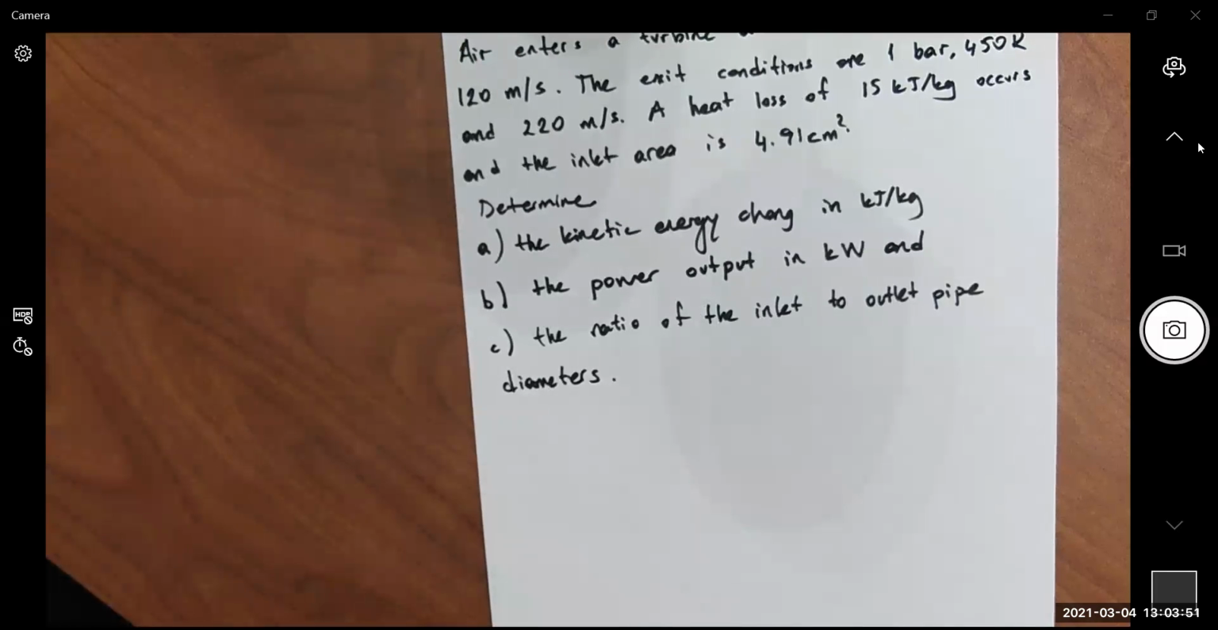This is a good example to see kinetic energy and heat losses are not always negligible. Right? In this problem, we are given heat loss, which is 15 kilojoules per kilogram. It's not much, but we have to include it because it's given in the problem. And also kinetic energy difference. We have the velocity at the inlet. Even if it's 0 at the outlet, we have to include it. Okay?